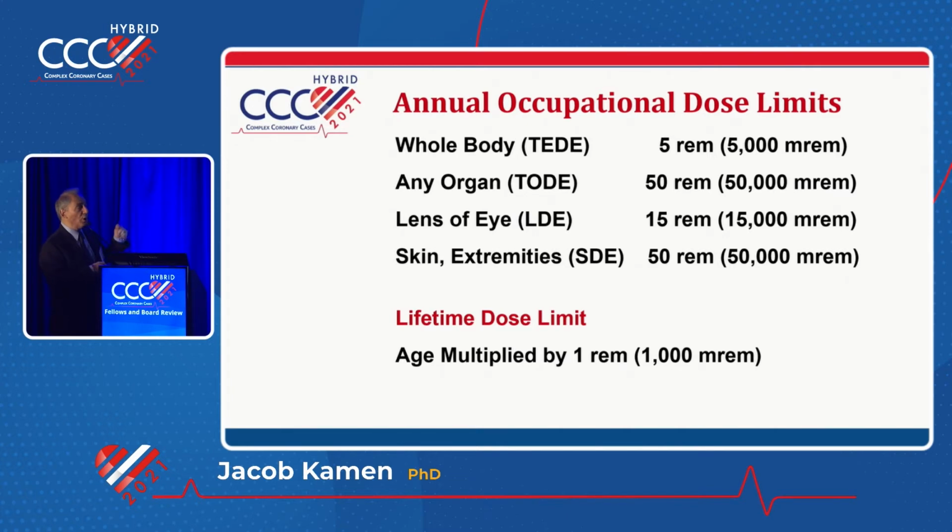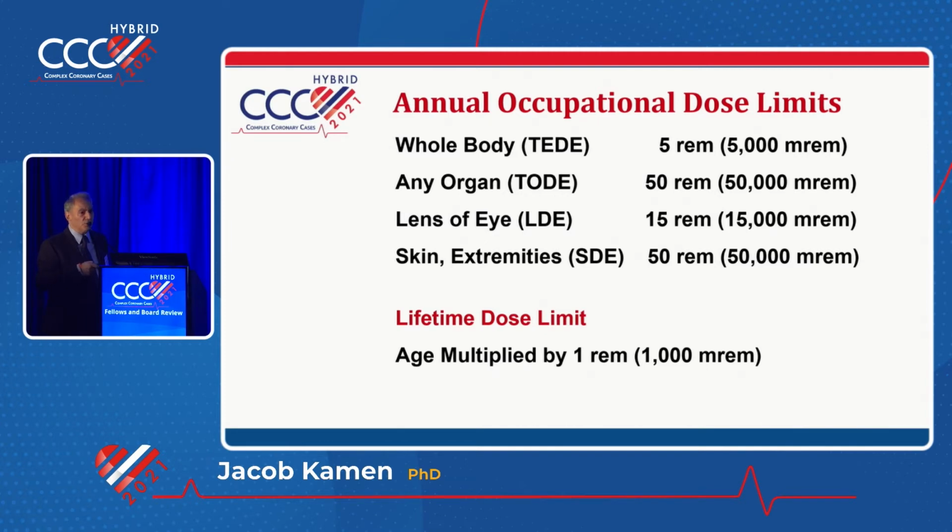How much radiation are we allowed by law to get? This slide is very important because they ask you in the exam. So, whole body you are allowed 5,000 millirem per year. Organ 50,000, lens of eye 15,000, skin 50,000, and for your lifetime, you take your age and multiply by 1,000 millirem. So if you are 30 years old, your cumulative exposure should not be more than 30,000 millirem, or 30 rem. Is that understood?